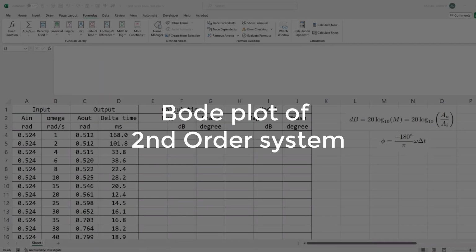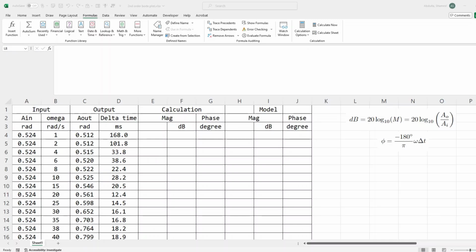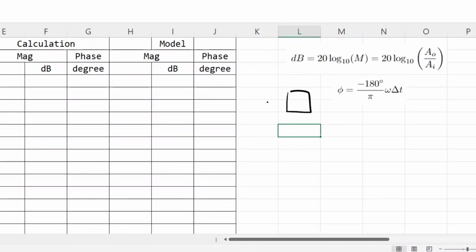In this video, we will go over how to do a Bode plot for a second order system. We have data collected from a second order system. We have the input, so we input like a sine wave, and the output of the system. We record the changes in amplitude and the change in phase.